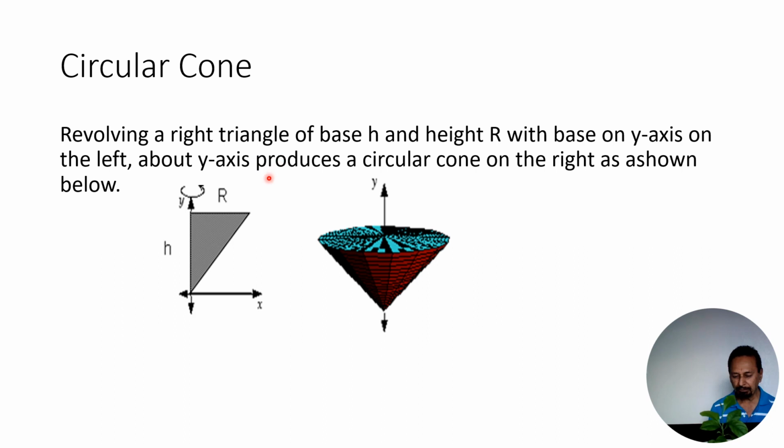Now, if you revolve a right triangle with the base h on the y-axis and r as the height of the triangle about the y-axis, it will generate a circular cone, like this.